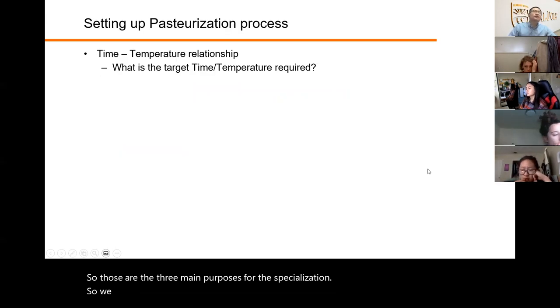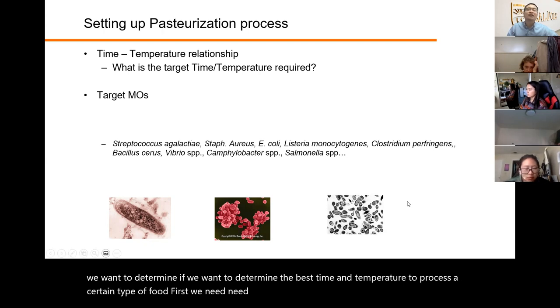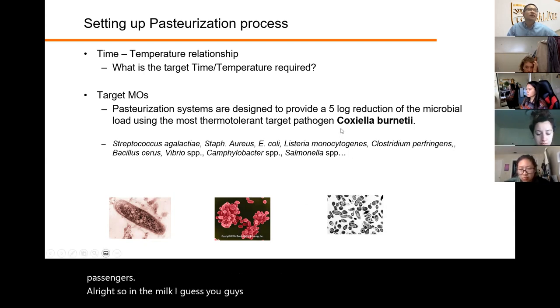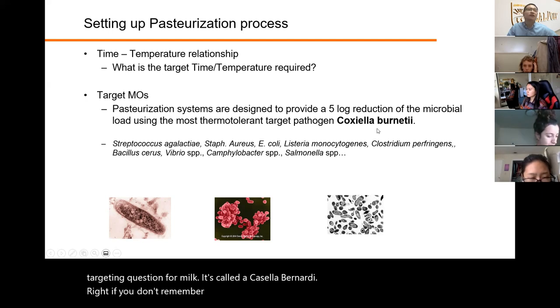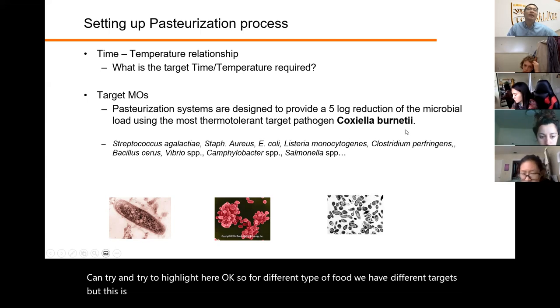We know that pasteurization is a highly time and temperature dependent process, right? To determine the best time and temperature to process a certain type of food, first we need to identify what our targets are, right? Our targets are those pathogens. In milk, I guess you probably learned that the target pathogen for milk is called Coxiella burnetii, right? If you don't remember, please highlight it here. For different types of food we have different targets, but this is the animal pathogen that we usually target in a pasteurization process.